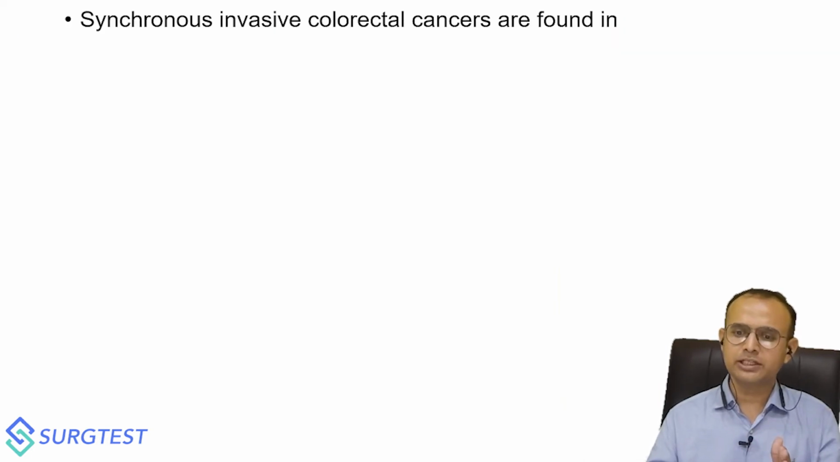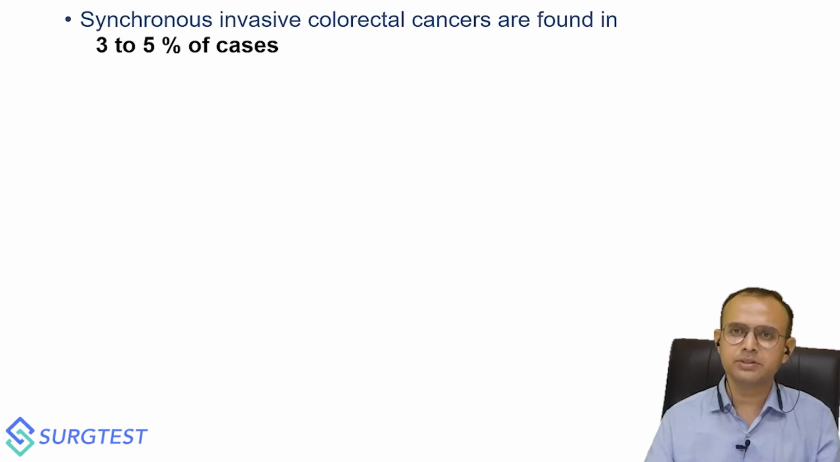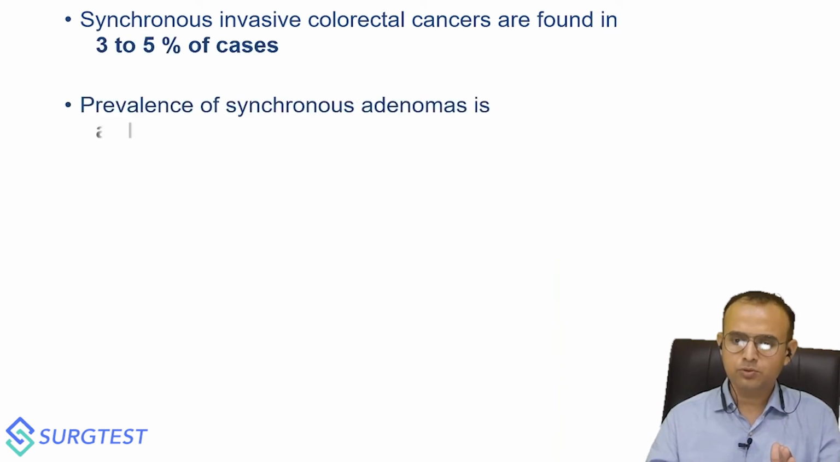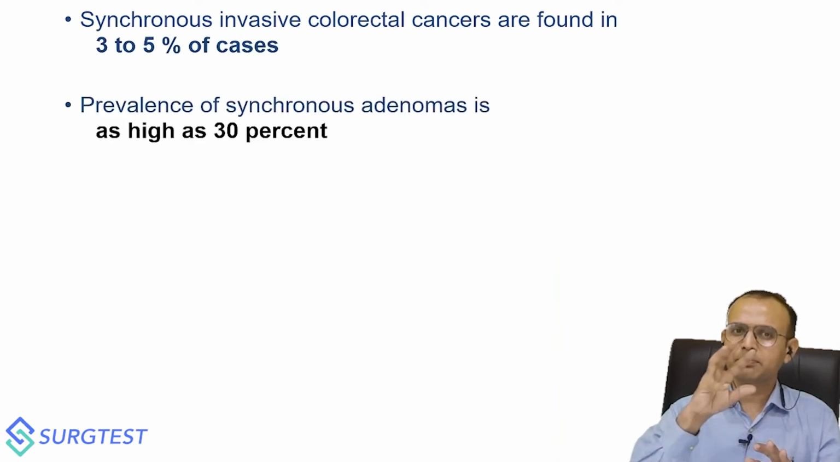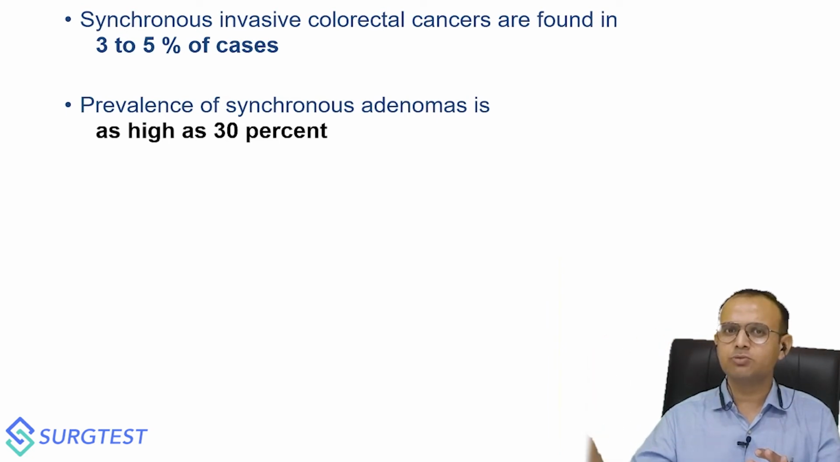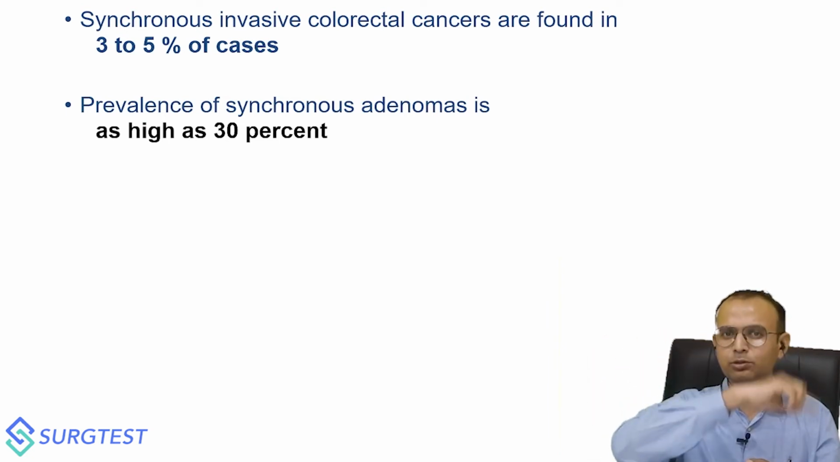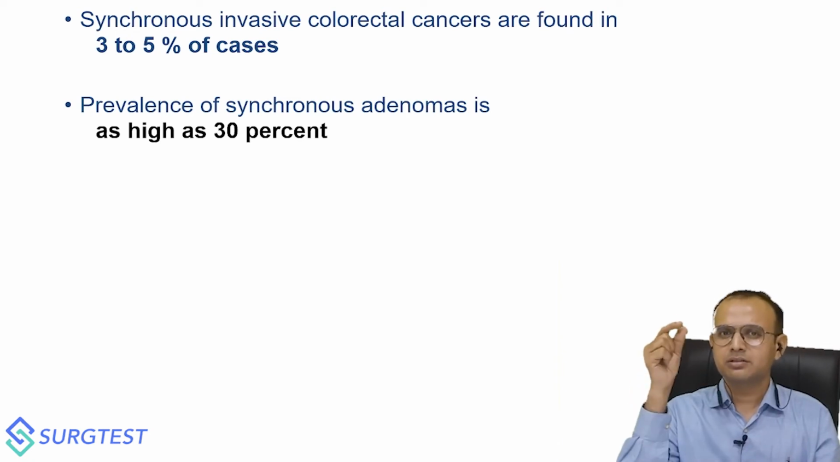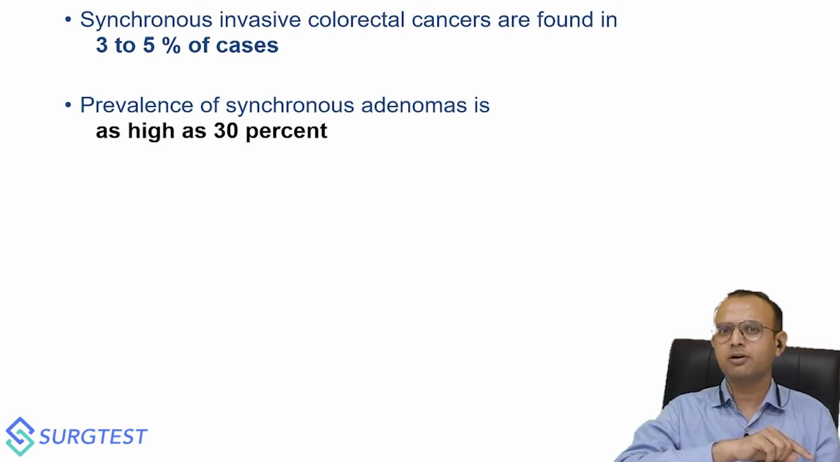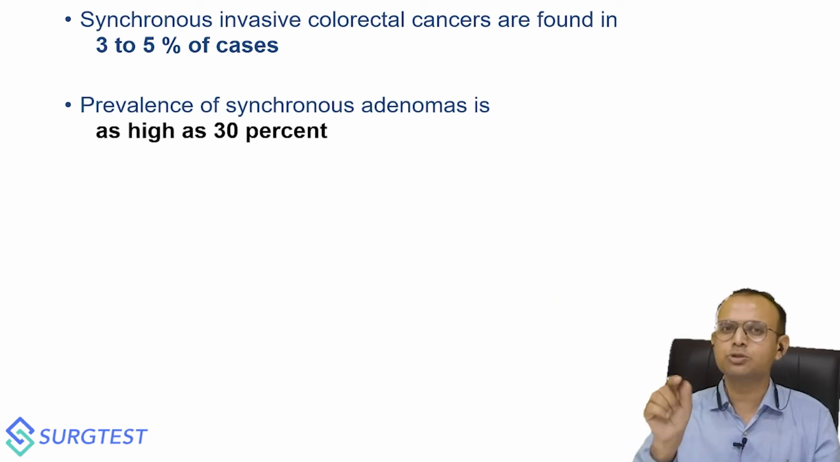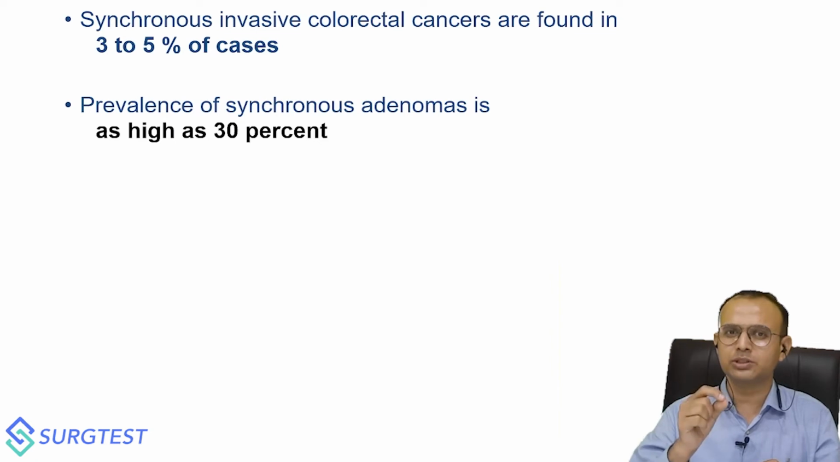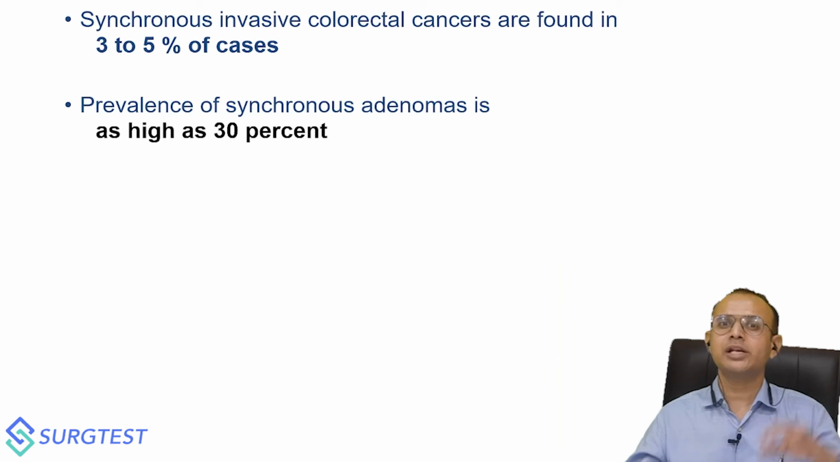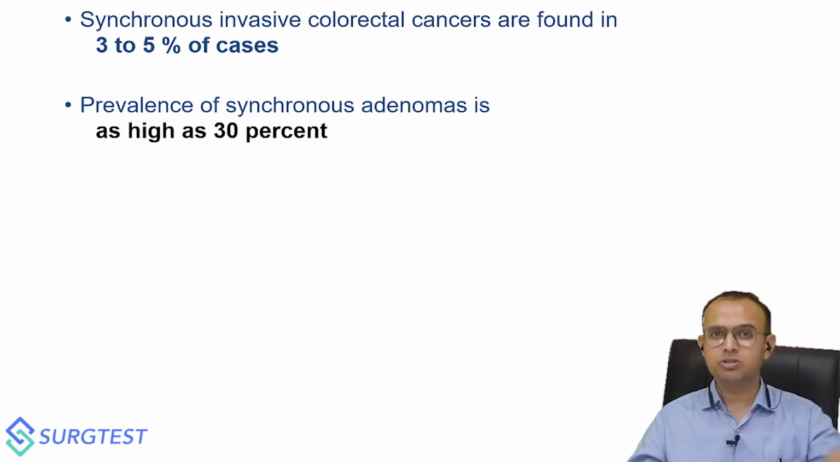Synchronous invasive colorectal cancers are found in almost 3 to 5%. Why do we have to know about synchronous colorectal cancer or synchronous colorectal adenoma, which is 30%? A person has left-sided cancer that we have seen at sigmoidoscopy. Whether we will complete the colonoscopy or not, that is a question. If we have found the cancer on the left side, we have to see the right side also, provided the scope is negotiable, going across the tumor. Why? Because one cancer in the colon will have 30% adenoma in the rest of the colon.